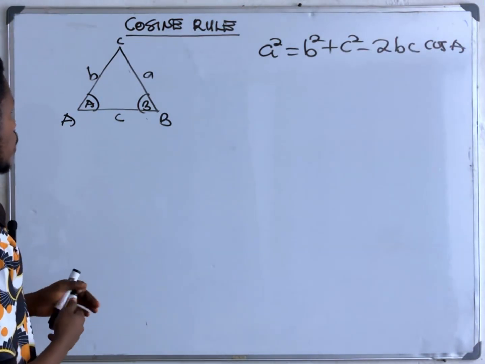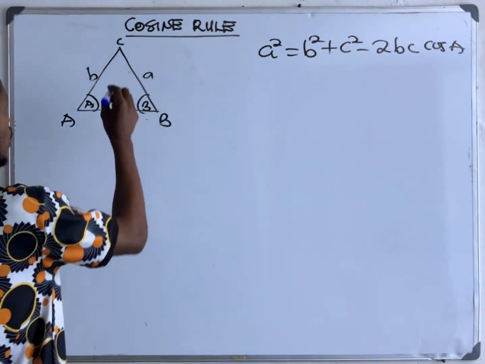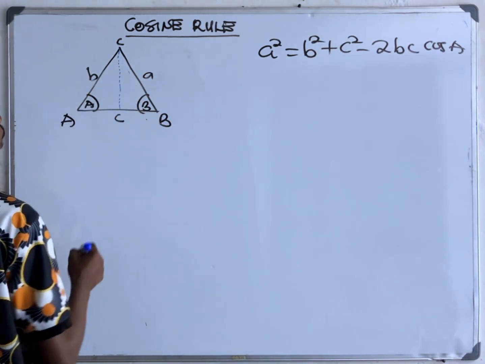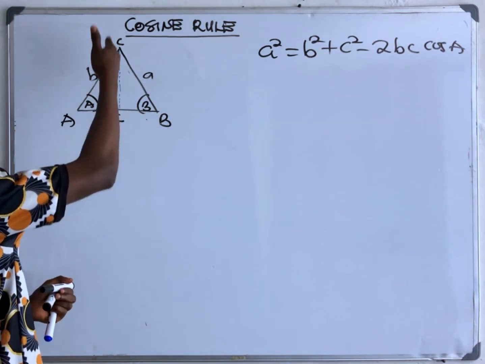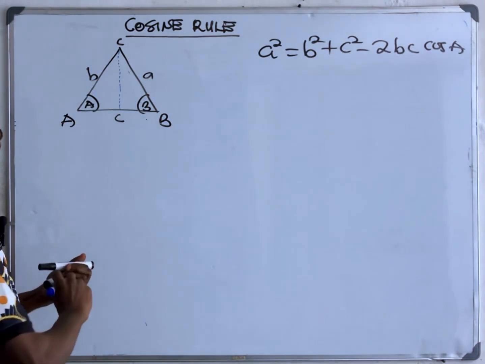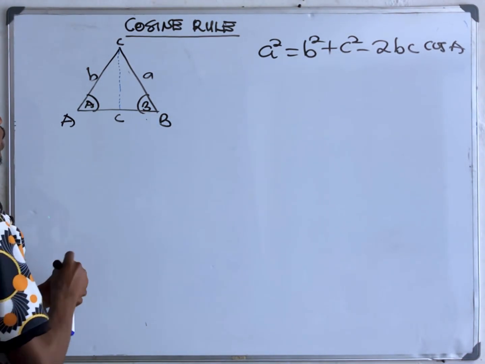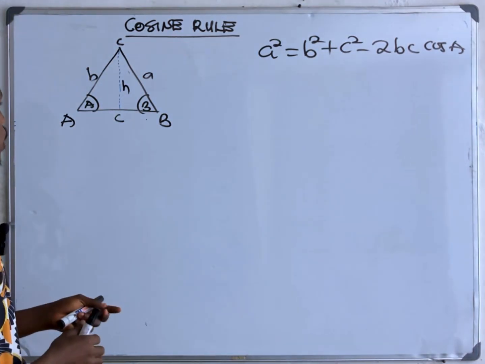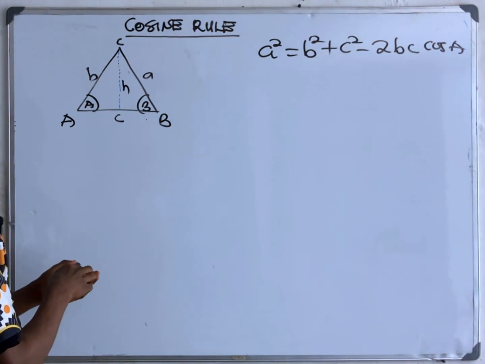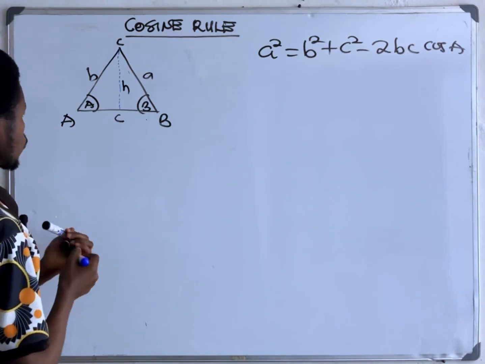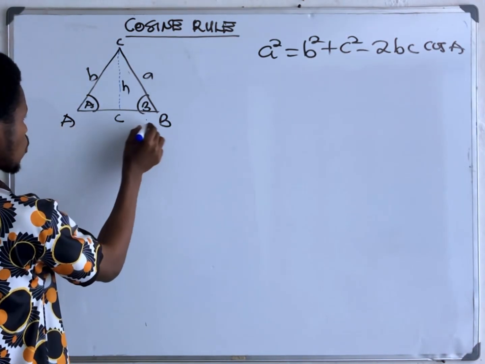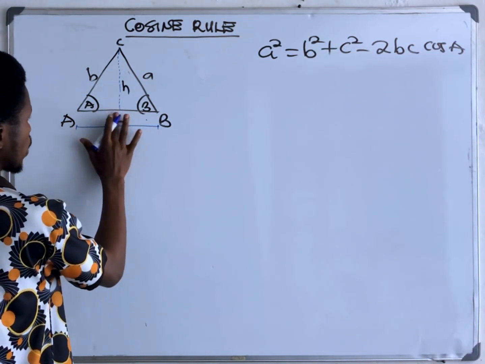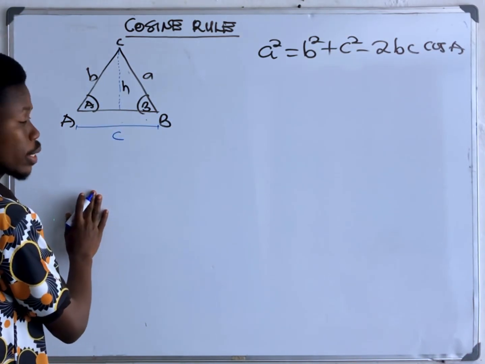Now let's look at something here. I've created a height for this triangle, and for this height, let's name it H. Now we know that from point A to point B, it is c. Let me write it here.